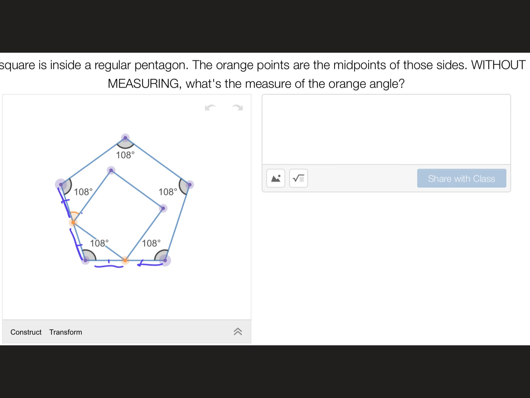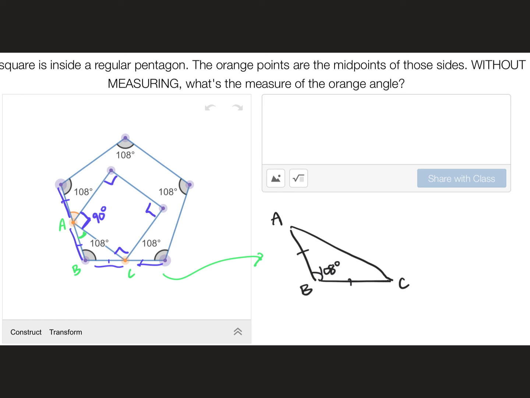I know since this is a square that that's going to be 90. All of those are going to be 90 degrees. And if I could get this one right there, that would be so handy, because then I could say, well, these three together must equal 180, and that would get us there. So we're going to use this triangle right here. I'm going to label it A, B, C, and I'm going to draw it over here again.